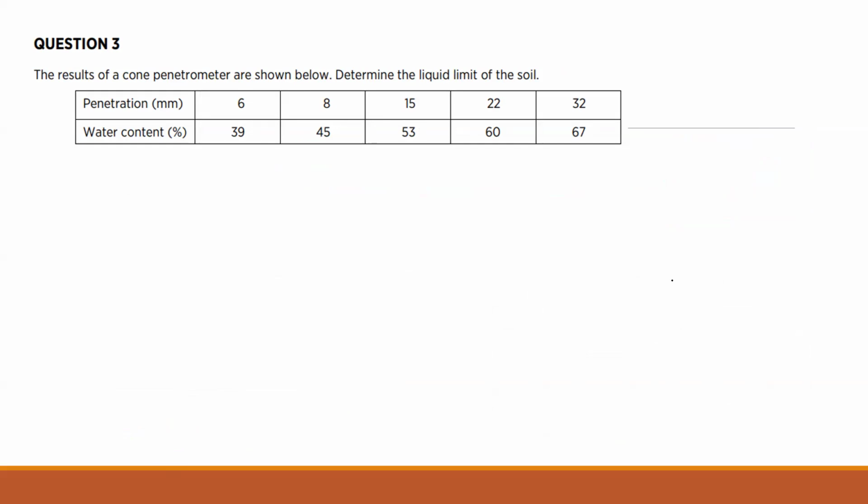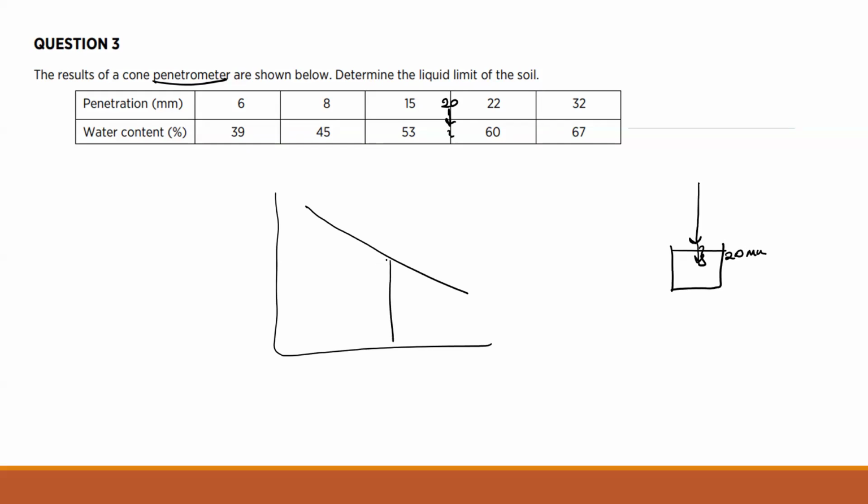Liquid limit, and the only thing is this is not the Casagrande test, this is the cone penetrometer test. So you find the moisture content relevant to 20 millimeter depth of penetration. Here it's lying between these two. So again, you need to plot the graph and find the corresponding moisture content for 20 millimeter depth of penetration. So that will be your liquid limit.